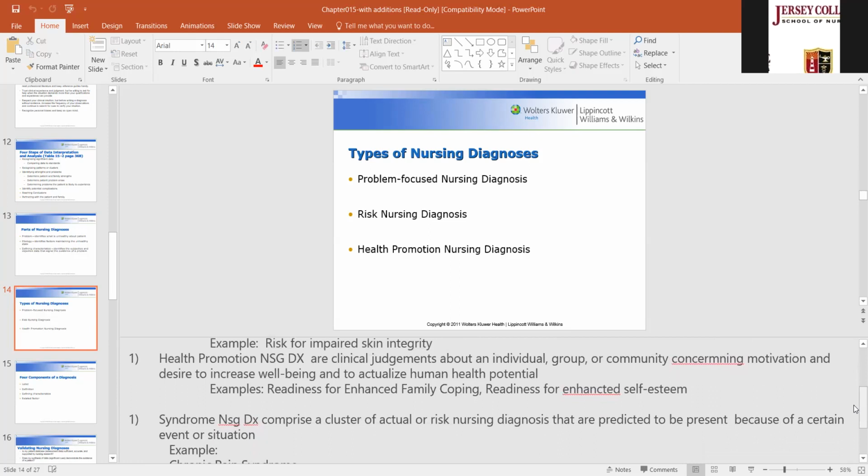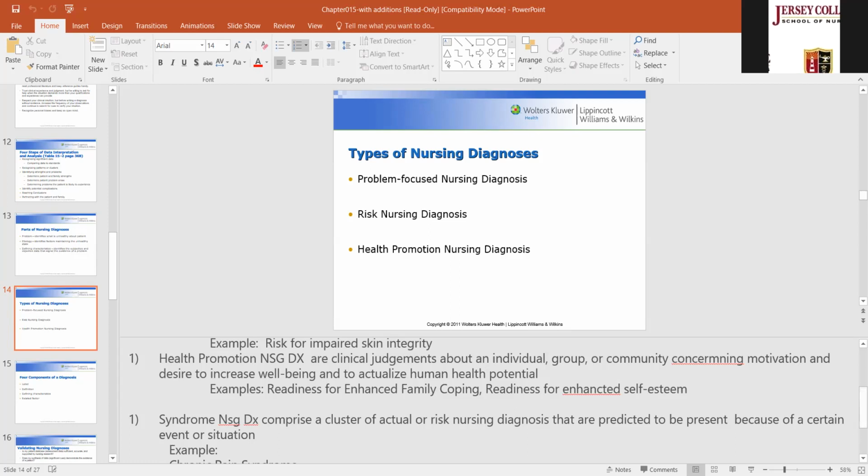Health promotion, these are judgments also made about individuals, groups, or community people, okay? And they're used to try to increase well-being. So these would be things like readiness for enhanced family coping, readiness for enhanced self-esteem.